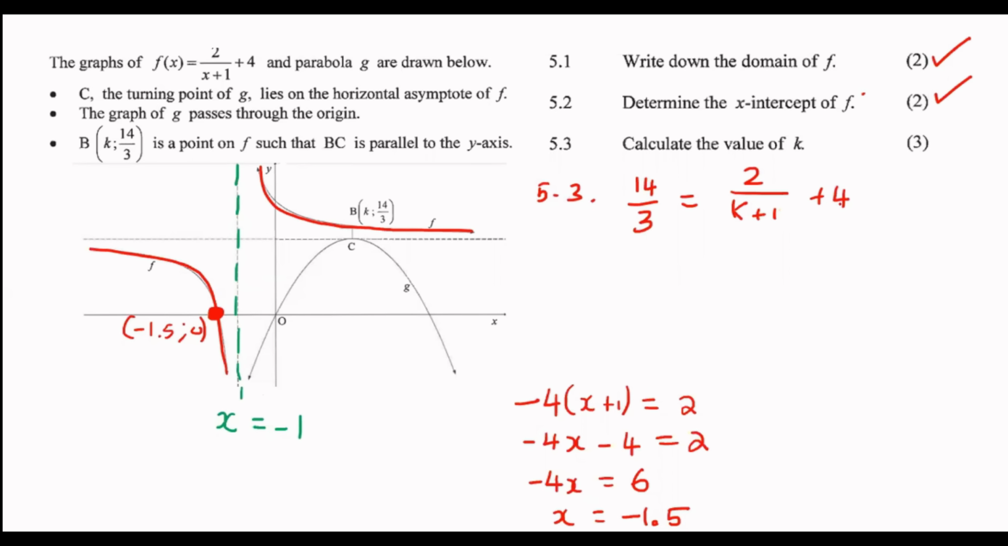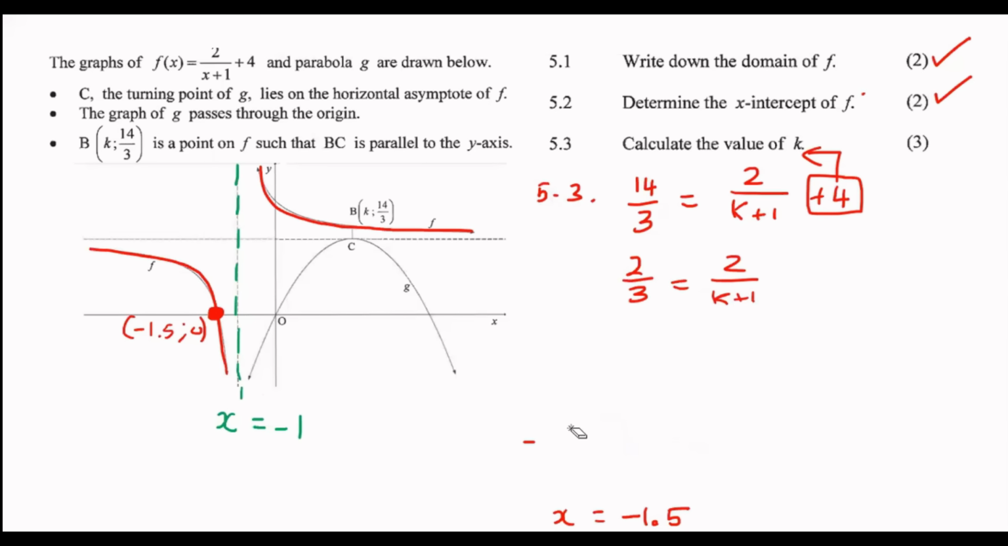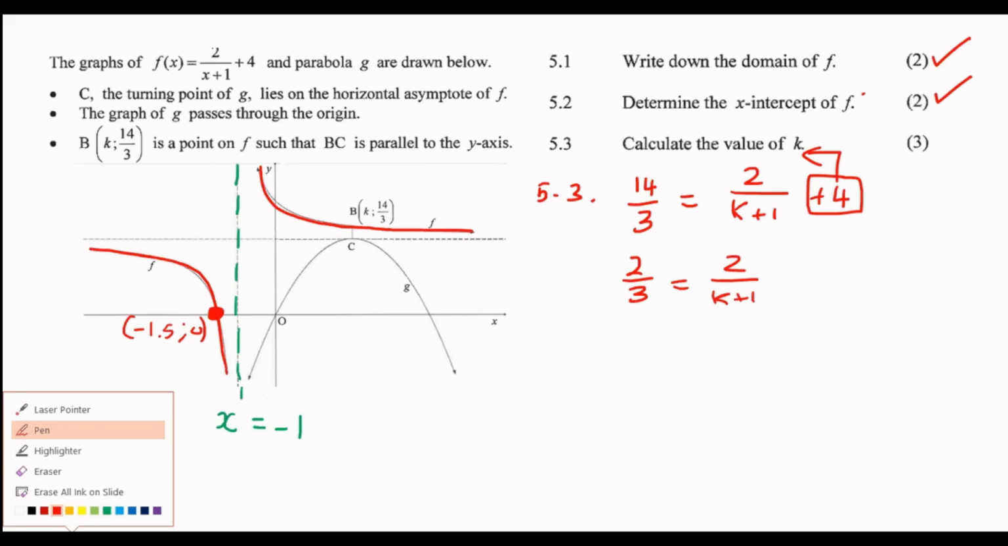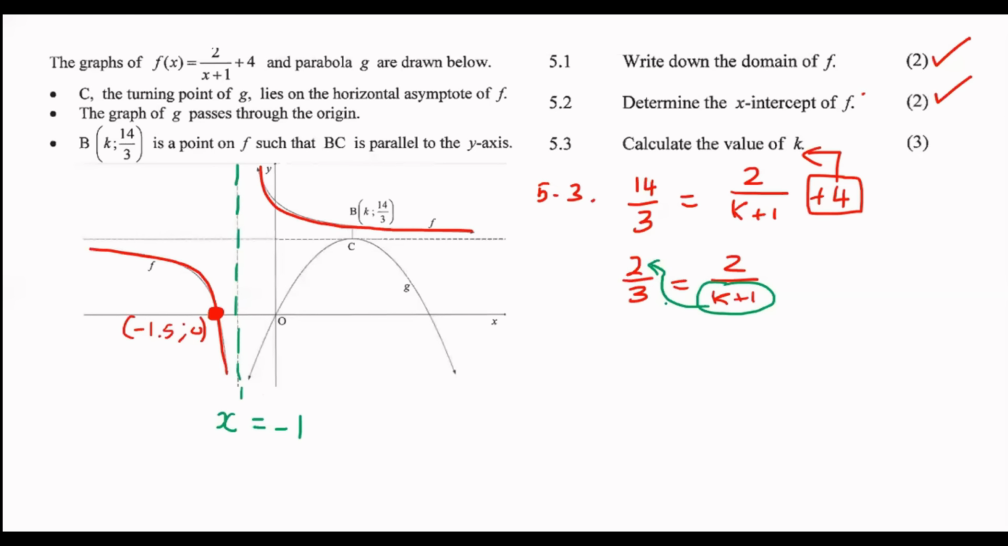Now, what I would do is take this plus 4 and take it over to the left-hand side first. So it would become 14 over 3 minus 4, and that gives us 2 over 3. So that's quite nice. 2 over 3 equals 2 over k plus 1. Now, there are so many different ways that you could carry on. Some students do one thing, some students do another. But what I like to do here is take this part at the bottom and multiply it up to the top left, and take this part and multiply it to the top right. So that's cross multiplication, and technically you're getting a common denominator.